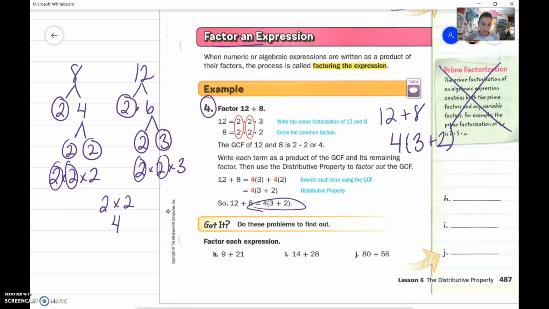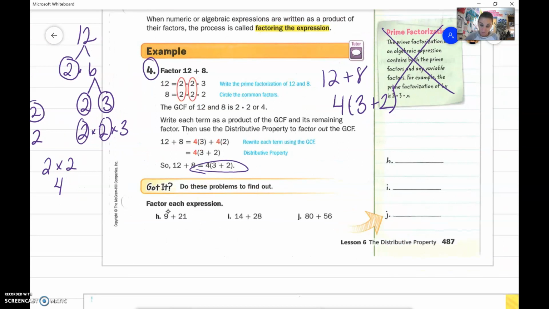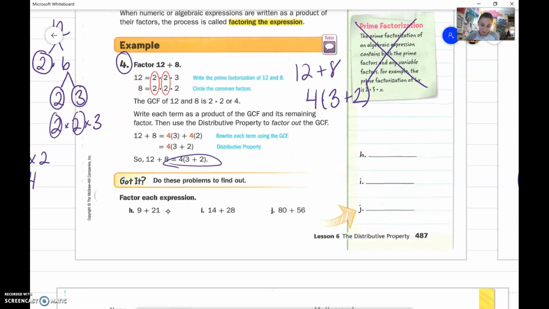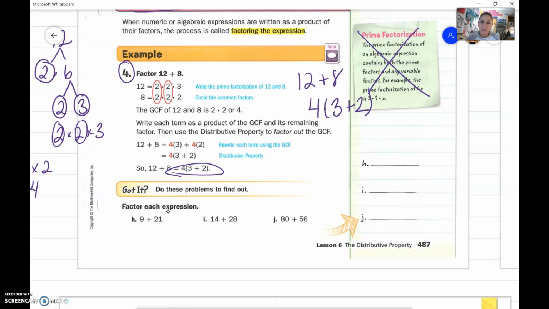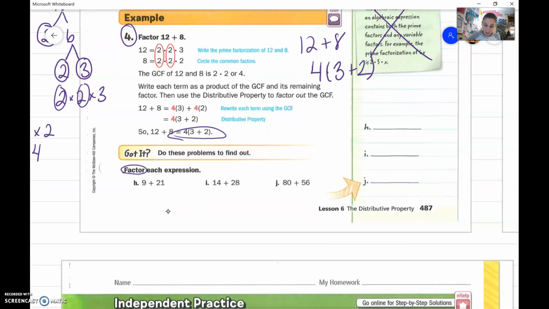Now I'm going to show you another method that I actually prefer. There's no really technical term for it. It's kind of like upside down division in a way, but we are going to pull out the greatest common factor. Here's another reason why I like this: greatest common factor, factor the expression. Obviously they share the same word, so there's got to be some meaning behind it. So let's just take a look.